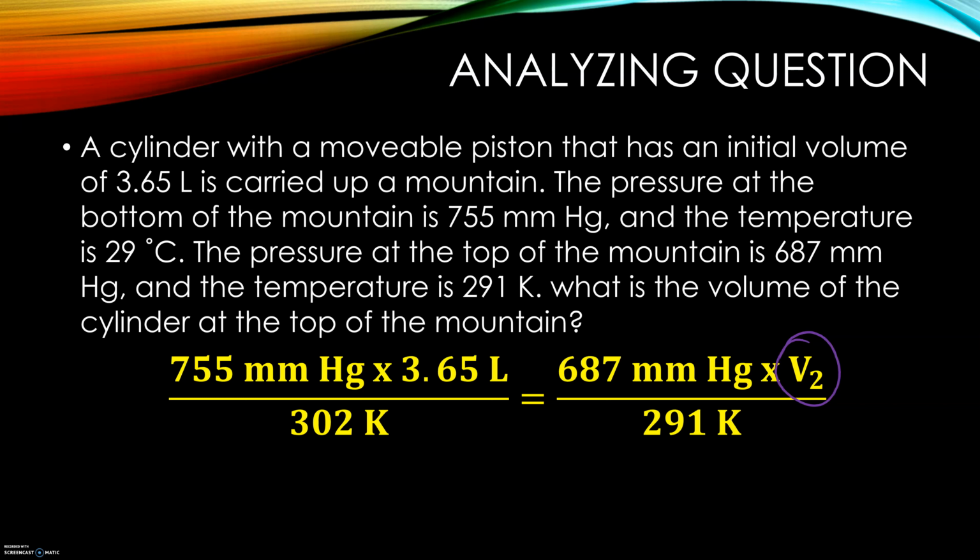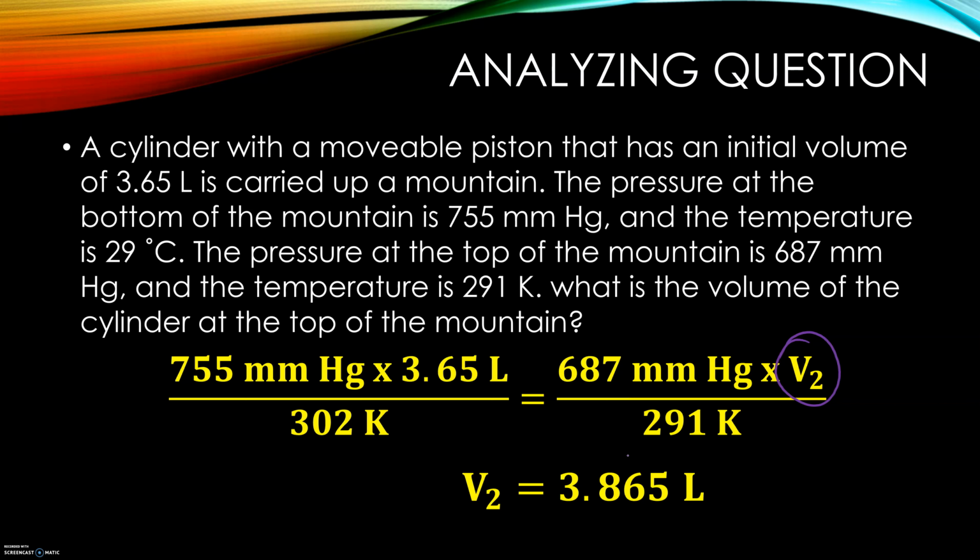If you put that into your calculator and cross multiply, or multiply by the reciprocal, you will end up with a volume of 3.865 liters. And technically, according to sig figs, you should only have 2, so it should only be 3.9 liters, but our answer is being generous. All right, so let's move on to our 5th law.